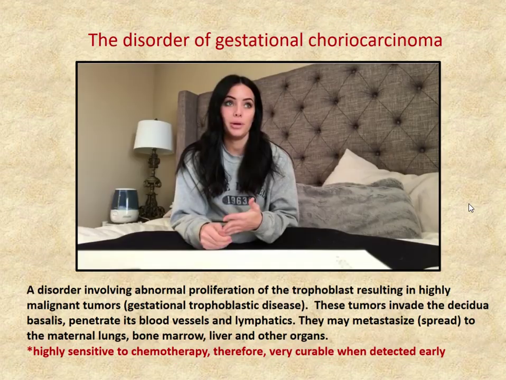And then another condition is called gestational choriocarcinoma. This is an abnormal proliferation of the trophoblast that can result in several different types of malignant tumors.